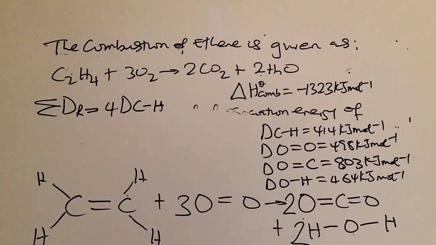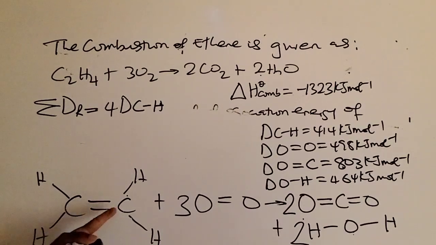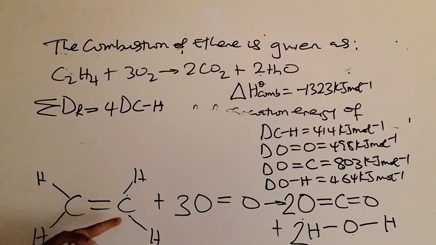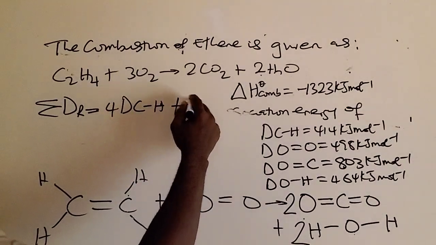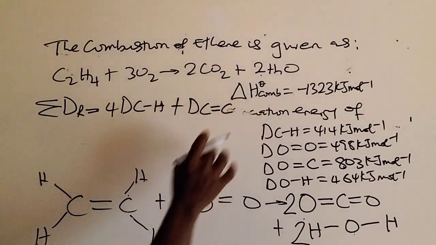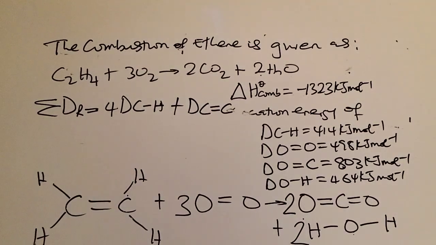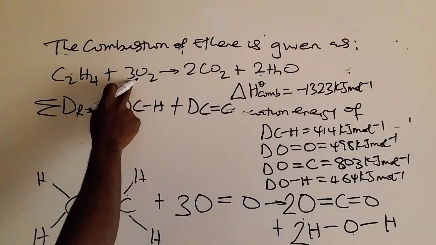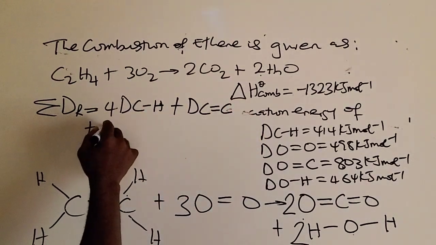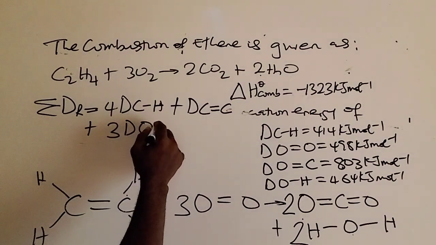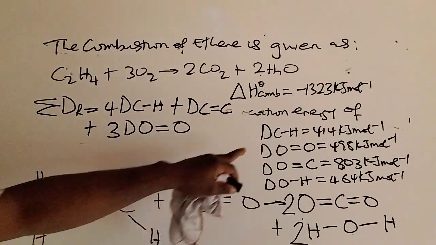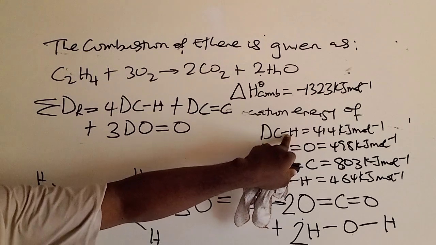Is that the only bond in C2H4? No. I still have the carbon to carbon double bond. It only occurred once, and I say plus the energy of the carbon to carbon double bond. You see, that takes care of C2H4. We go to oxygen. We have oxygen in the oxygen molecule. There is a double bond between the two oxygen atoms, but there are 3 moles. So now I say plus 3 times the energy of the oxygen to oxygen double bond. So we're going to add all this together from the data. The energy of the carbon to hydrogen single bond is 414.